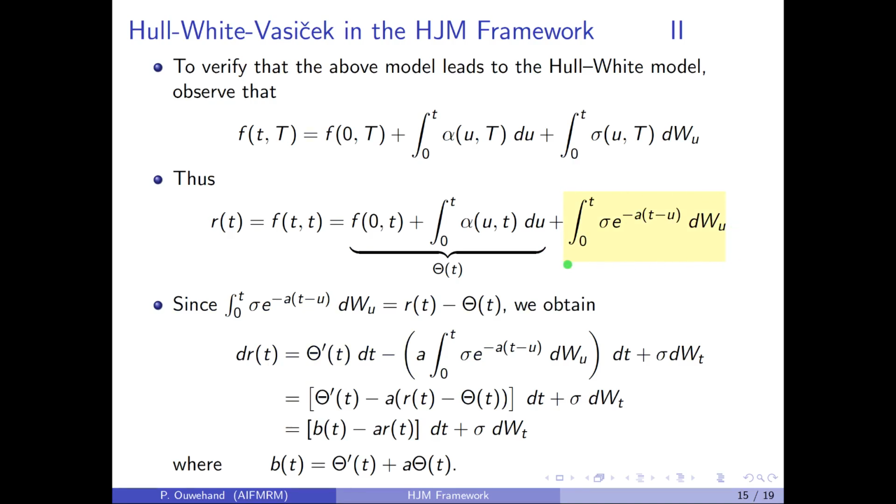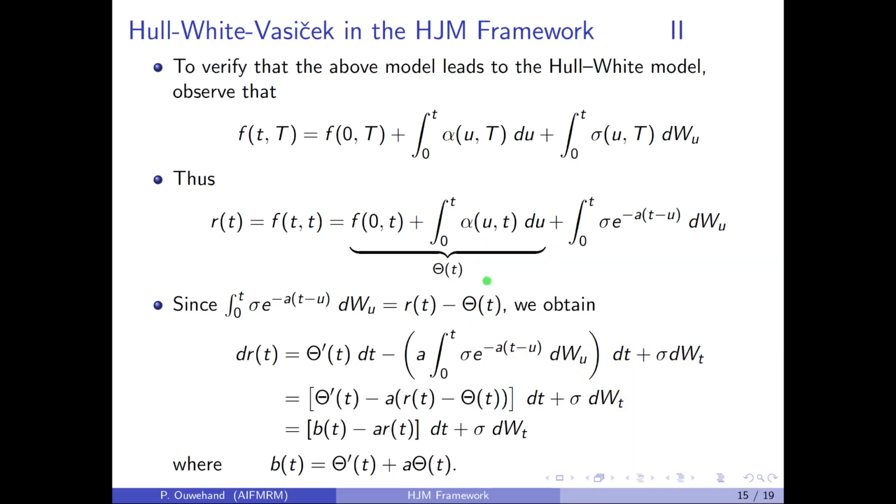Now this term here has t in two places, namely here and here. If we take the differential with respect to this t here, we can differentiate underneath the integral sign and obtain the following. And that will be a dt term. And if we take the differential with respect to this t here, we simply obtain sigma e to the minus a t minus t dWt, in other words, sigma dWt.